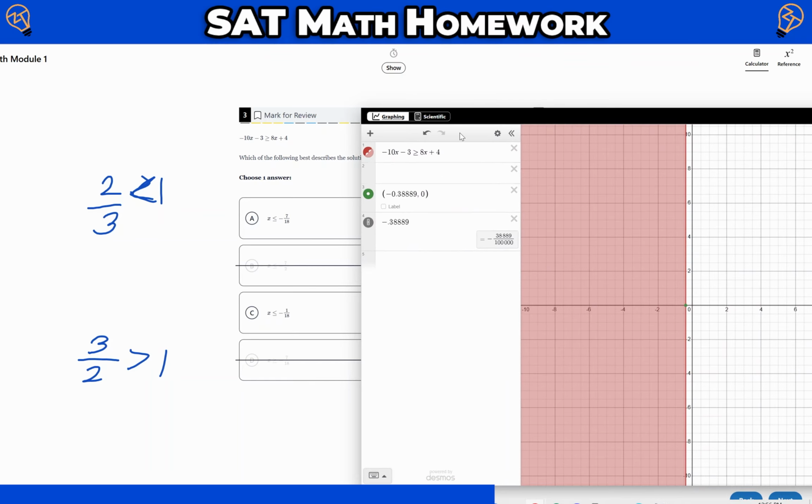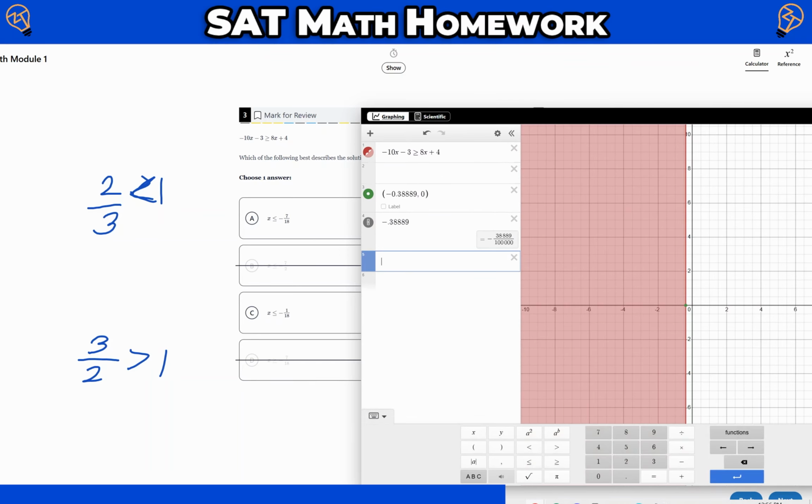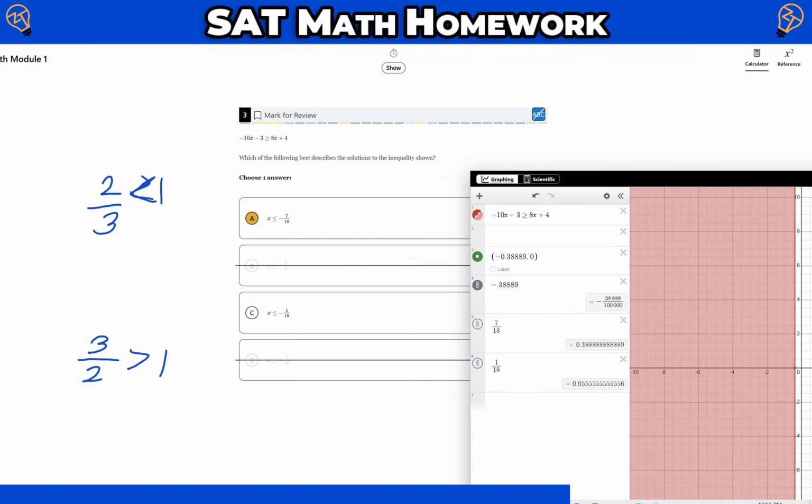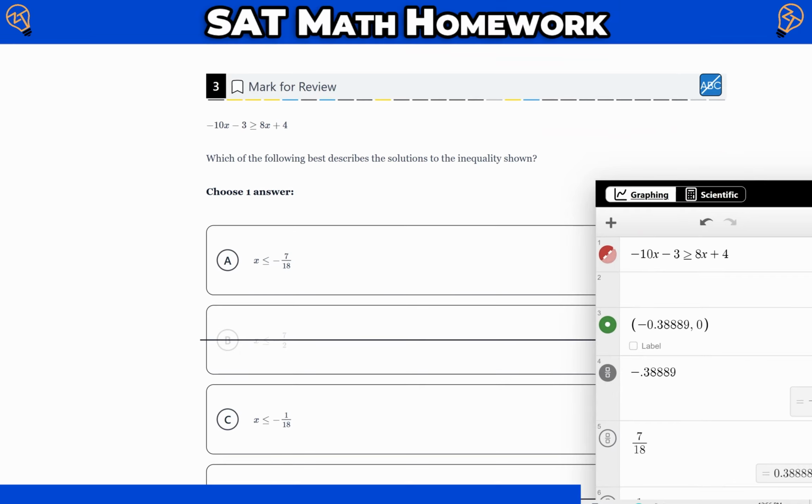And then now we've narrowed it down. So at this point, I would just type in, okay, 7/18. Hey, that's actually what we're looking for, versus 1/18, not so much. So the correct answer is A. However, I do think that there is something of value to see what happens if you do this one by hand. So let's go ahead and get x's to the left side, numbers to the right.